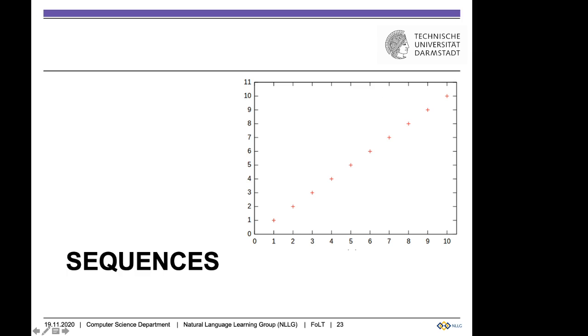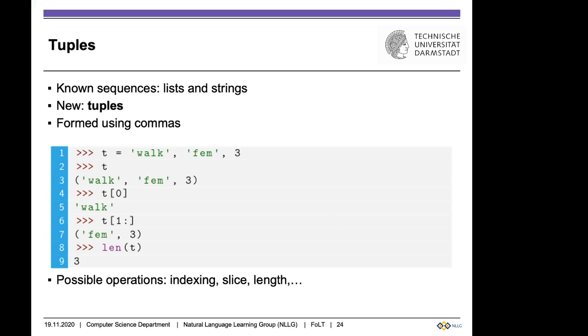Now let's see how to use Python to create sequences. We have learned two types of sequences, lists and strings. Usually we use a list to store a sequence of words, while we use strings to store a sequence of characters. And now we will introduce a new type of sequence called tuples. Here is an example. We assigned two strings and one number separated by commas into a variable t. We call this variable t a tuple.